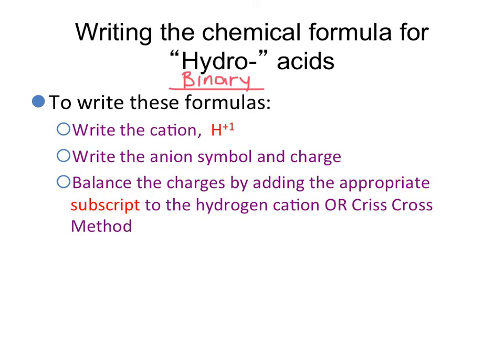So how do we write a chemical formula for a binary acid? It's simple. You do it just like we've done in the past, but this time we're going to use the hydrogen ion as the cation. We'll write the anion symbol and charge, and then we'll balance the charges like we normally do by adding the appropriate subscript to the hydrogen cation, or we'll use the crisscross method.